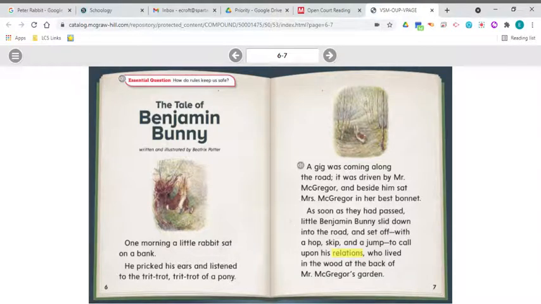Today for reading, our story is going to be The Tale of Benjamin Bunny. And guess what? It is written and illustrated by Beatrix Potter, the same author illustrator that wrote The Tale of Peter Rabbit that we read yesterday. Beatrix Potter wrote this story. And remember the characters from yesterday, Peter Rabbit, the mother, Flopsy, Mopsy, Cottontail, and Mr. McGregor?